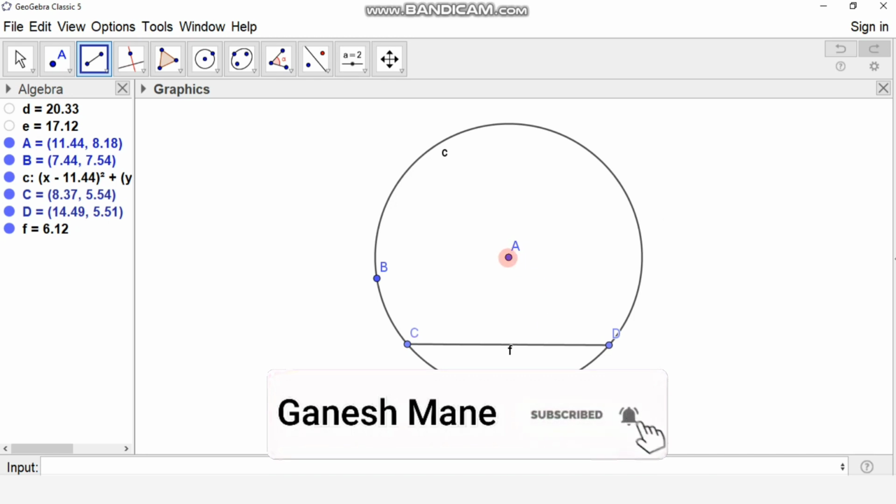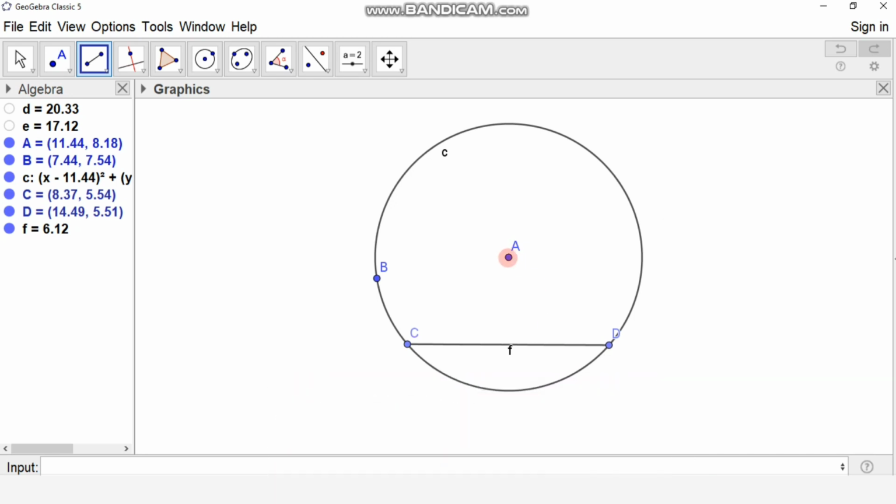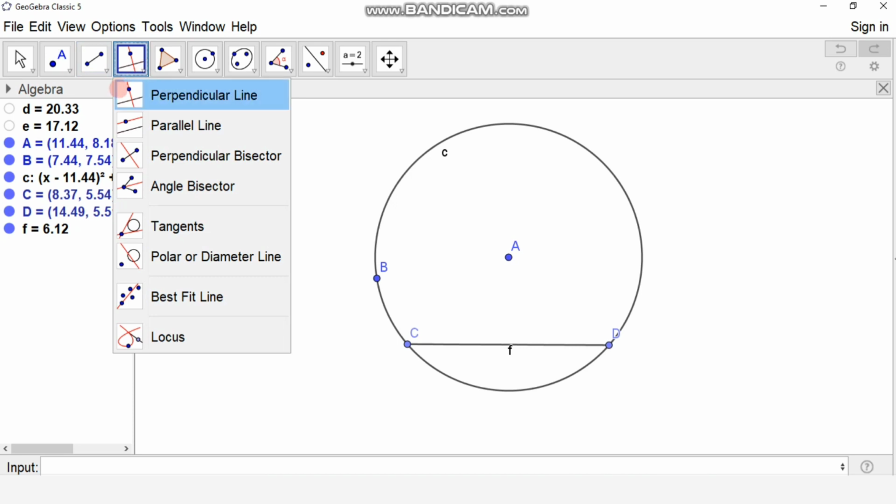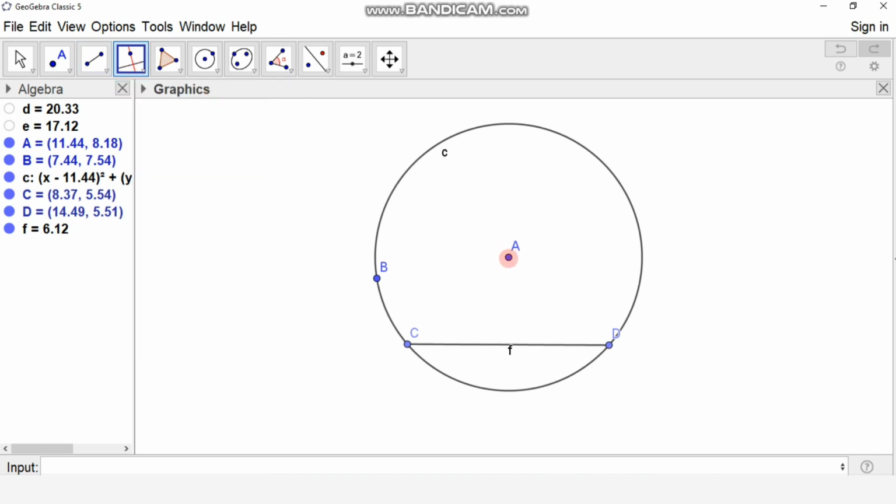Now we have to draw a perpendicular from the center of the circle to the chord CD. For this one we have a perpendicular option. We have here a perpendicular line on that. Then click on point A as we want the perpendicular from point A, and we have to draw a perpendicular on segment CD. That's why click anywhere on this segment CD to get this perpendicular. So this line GF is the perpendicular from point A, that is the center of the circle, to the chord.